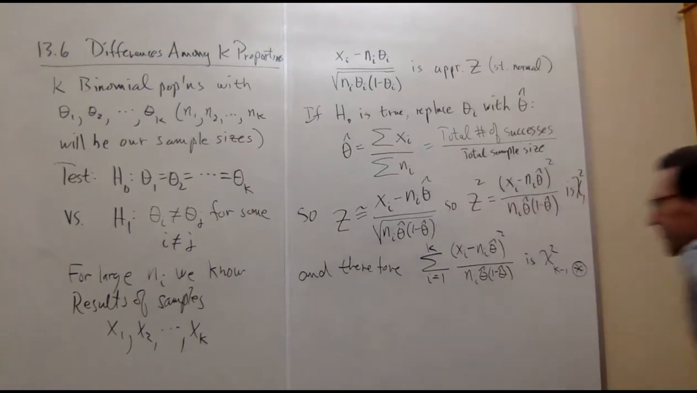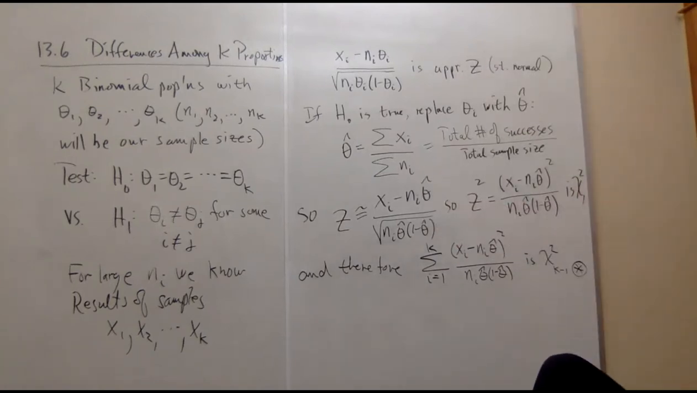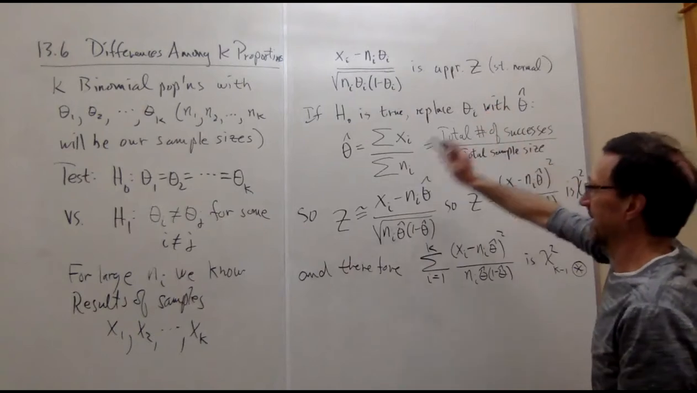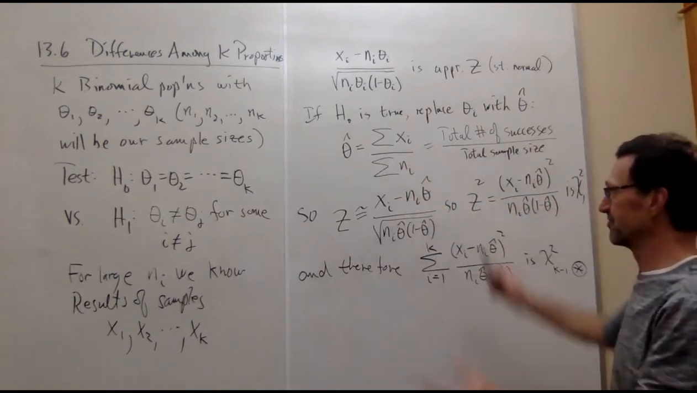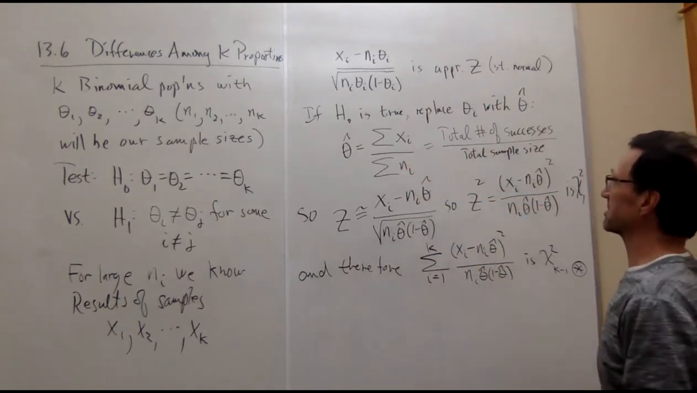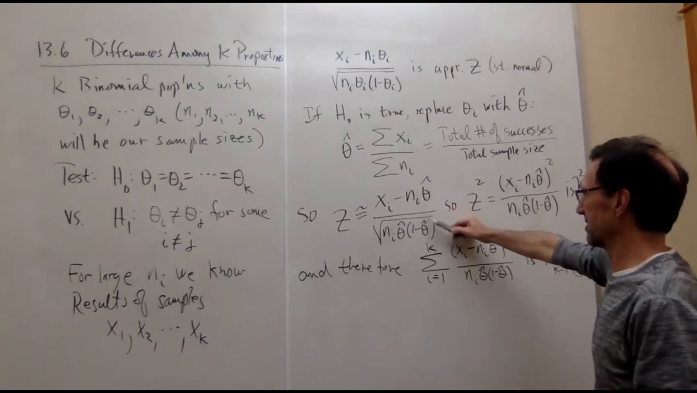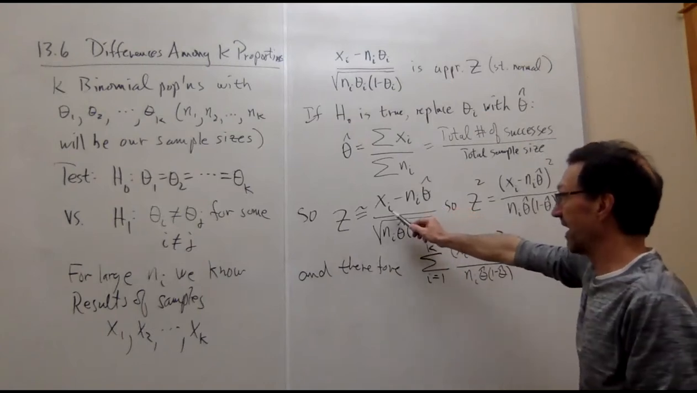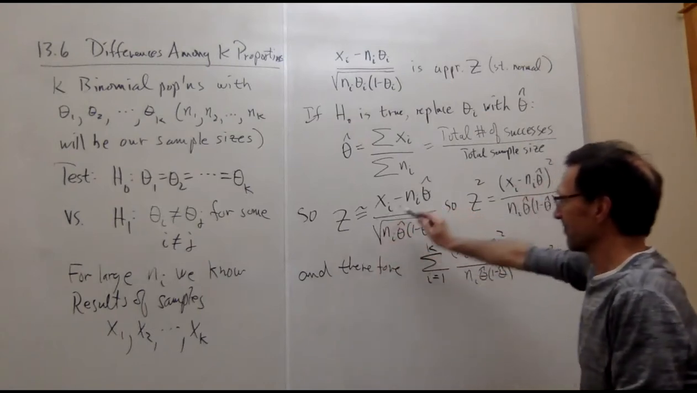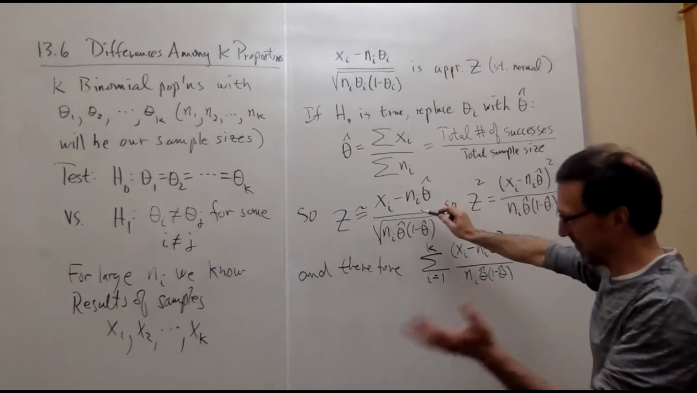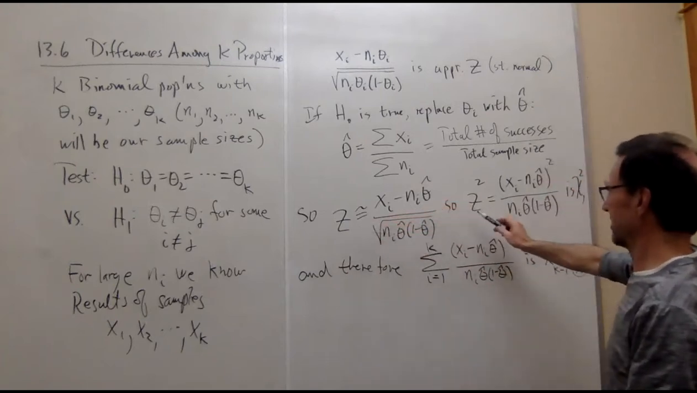All right. So we're going to replace theta I with that. If the null hypothesis is true, theta hat is our good estimator for all the thetas, so it's going to slide into those slots. This is true for every population. This form, given large sample sizes, is approximately standard normal.